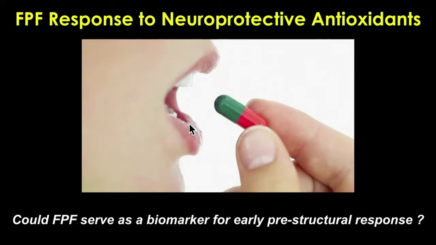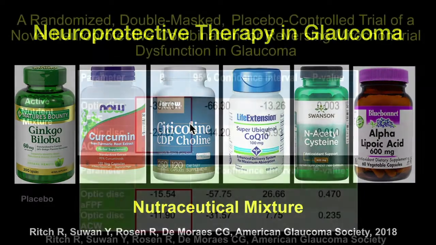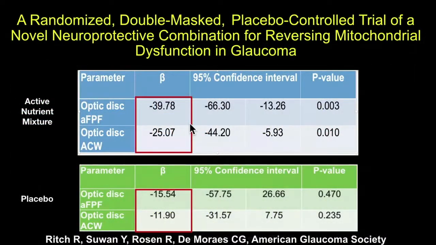So in terms of response to neuroprotective antioxidants, the question is, is this an early biomarker that we can use for looking at some of these therapies, the vitamins, the AREDs, this sort of thing? So Bob Rich looked at a group, this is a mixture that he made up for glaucoma, and he looked at a very short period of time, at 1 month, in a randomized double-masked placebo-controlled trial, and you can see there's significant reduction that he could measure in the flavoprotein fluorescence compared to the placebo.